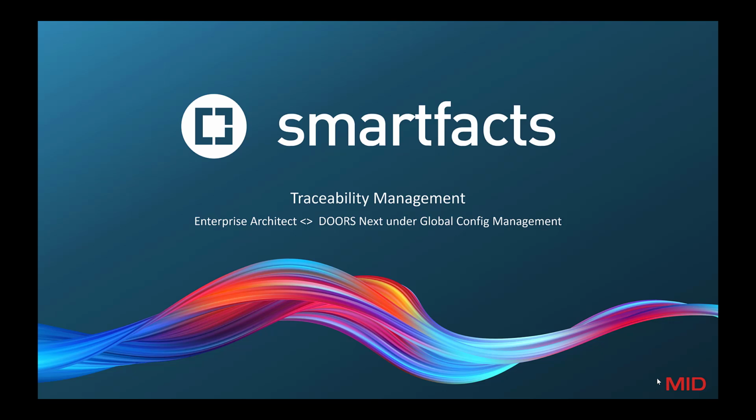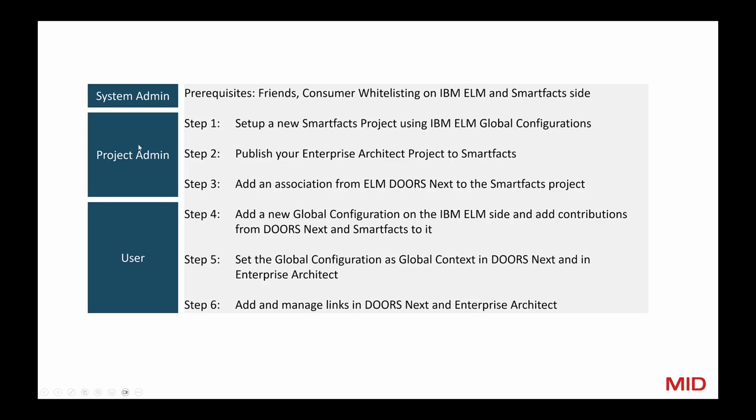Welcome to this demo on traceability management between Enterprise Architect and Doors Next under Global Configuration Management. There's a number of steps we have to perform to be able to start actually managing links. First of all, there are some prerequisites we need. Friends have to be defined. Consumer whitelisting has to be defined on the ELM side.